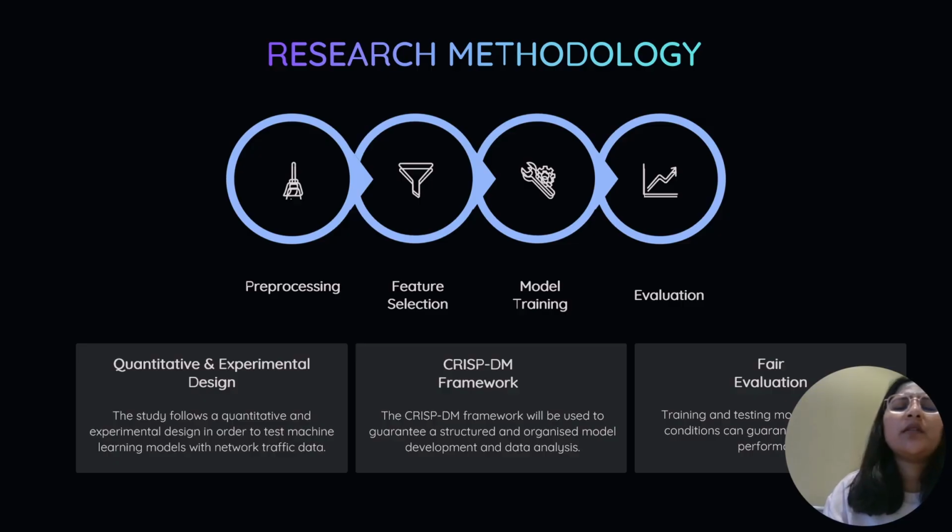So the study employs a systematic approach, which is CRISP-DM. It involves pre-processing and feature selection, model training, and evaluation. Results are measured through a quantitative approach to gauge accurate results. Each of the models is evaluated in equal terms.